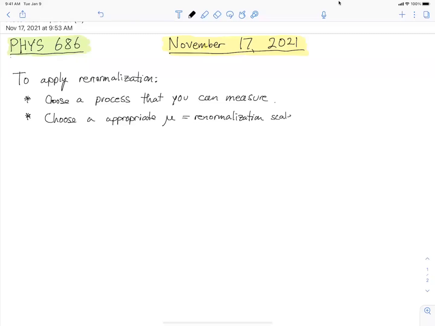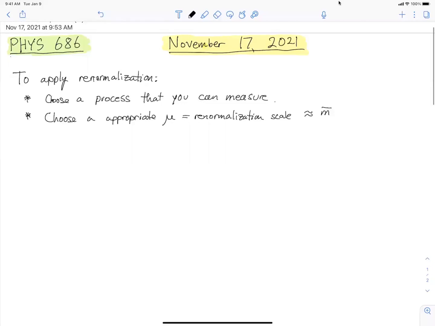The choice should be roughly the characteristic mass scale or energy scale of the problem in question, which I called m bar. So m bar is maybe the square root of s for the process, or maybe it's the mass or some combination of those things, but it's something characteristic of the energy scale of the experiment. But it's sort of arbitrary.